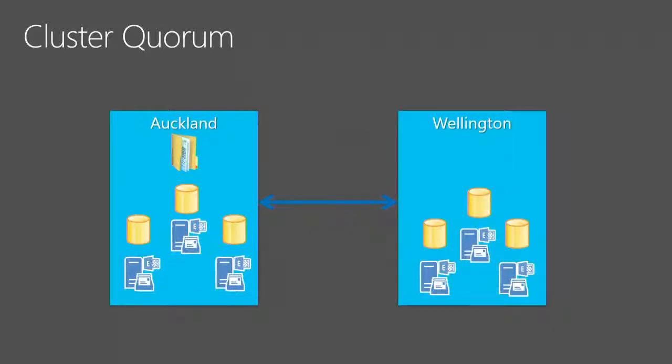Same thing happens in a symmetrical DAG. I've got 3 members in each site, so a total of 6. That's an even number. I can't have an even number of votes because the calculation won't allow it. I need a tiebreaker, so I've got my witness there. The witness itself does not have a vote because the witness is not a member of the cluster, but when the witness is needed, it will pretend it has a vote by another node having 2 votes.